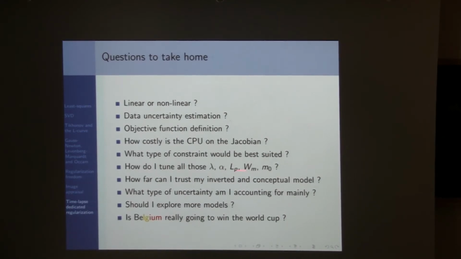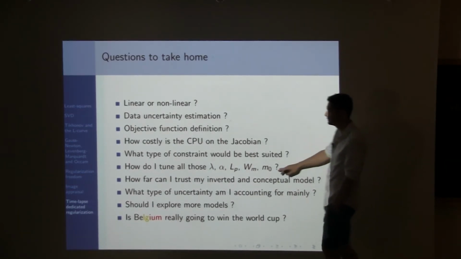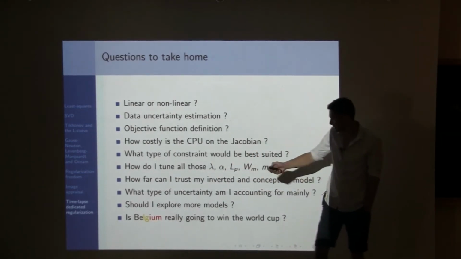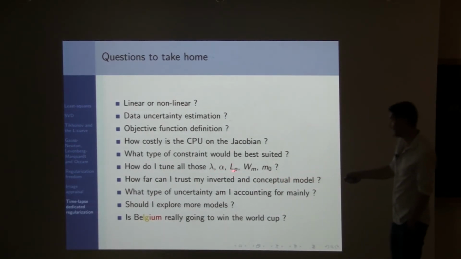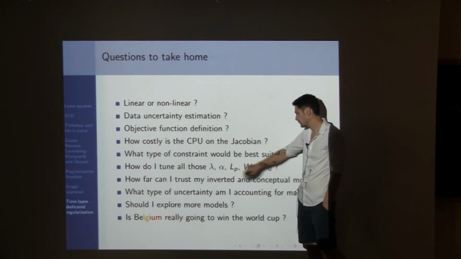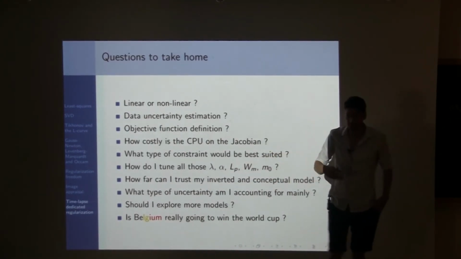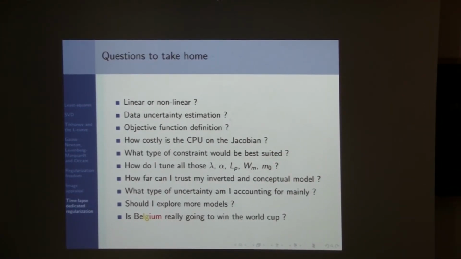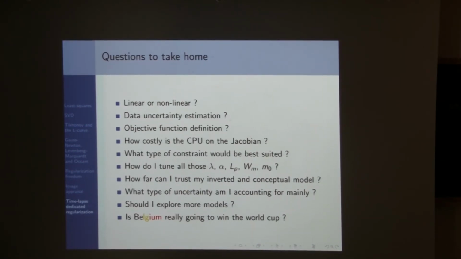And you will see a lot of the time, when I talk to people or students, that there are a lot of things to tweak. There's the lambda, the alpha, the type of regularization or the norm that you put on your data, the reference model, and all those little parameters that make inverse problems not always easy to use. You don't want to take it as a push button, and sometimes it can be used. How far can I trust my inverted conceptual model?